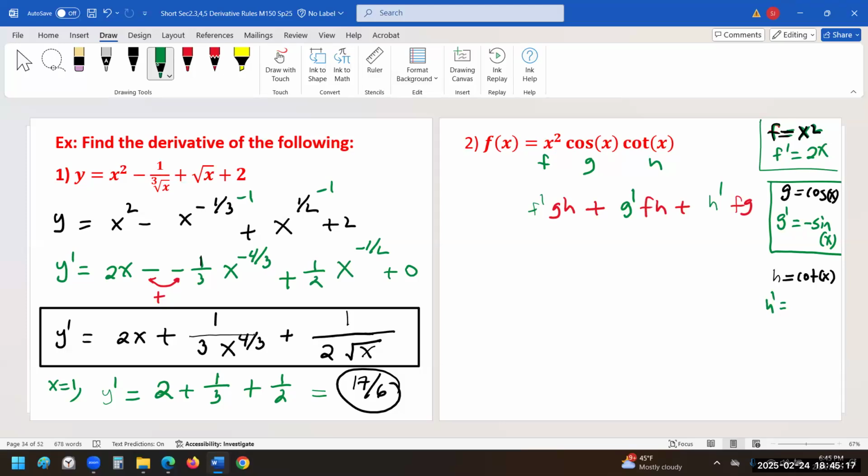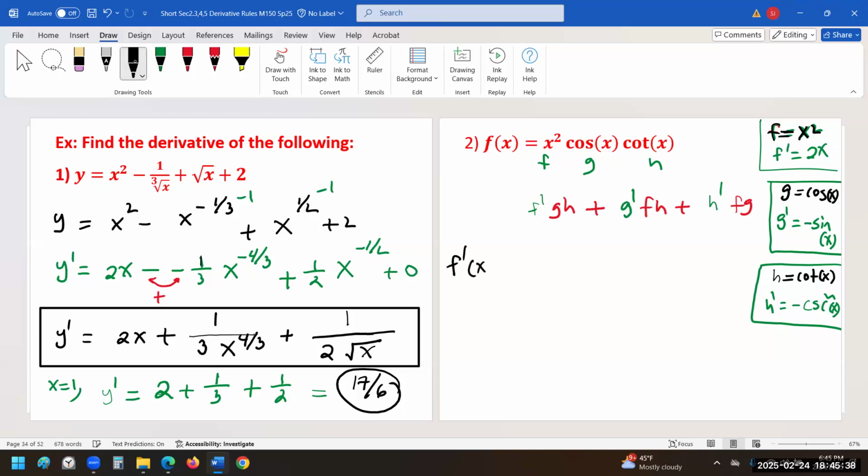Negative cosecant squared? Okay. Negative cosecant squared. He's correct, right? I trust him. Okay, so we have all the derivatives. Now all you have to do is put them together into the equation.